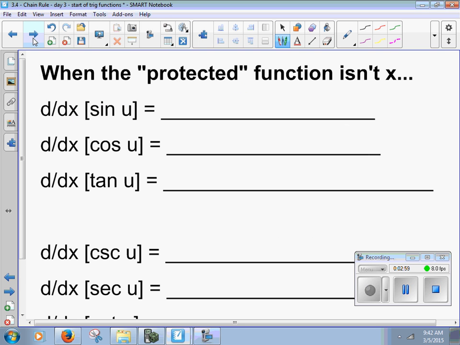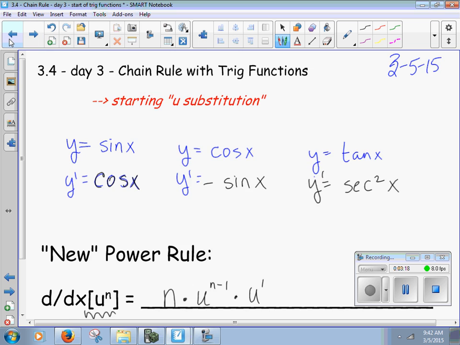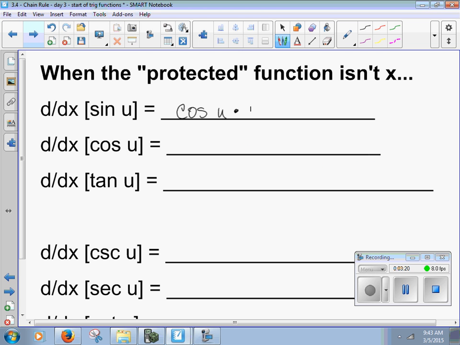We're not going to think any longer that the derivative of sine is cosine and be done with it. We're going to think the derivative of sine u is cosine u times what? U prime. Yes, you just said it. Write that down.